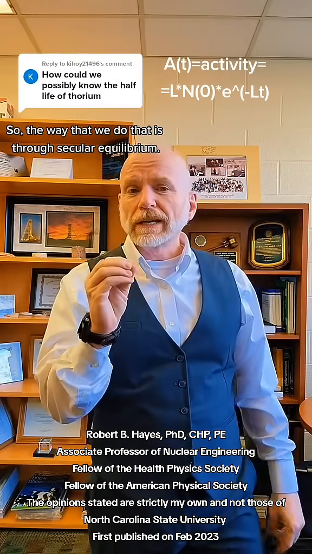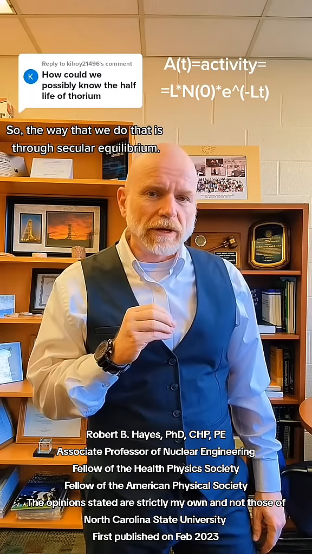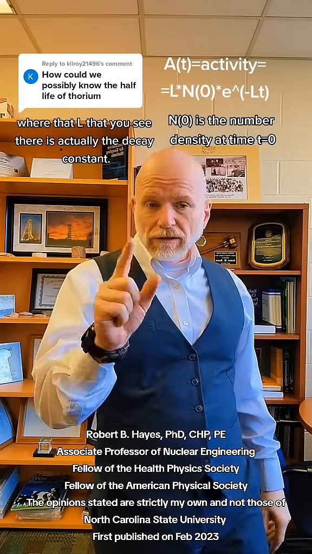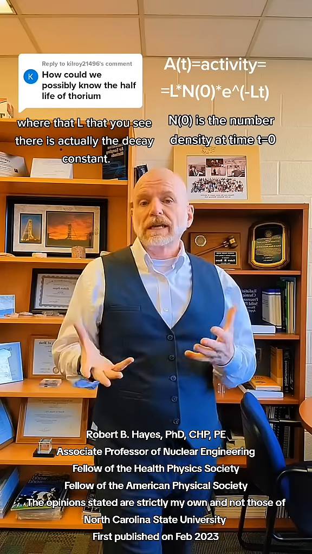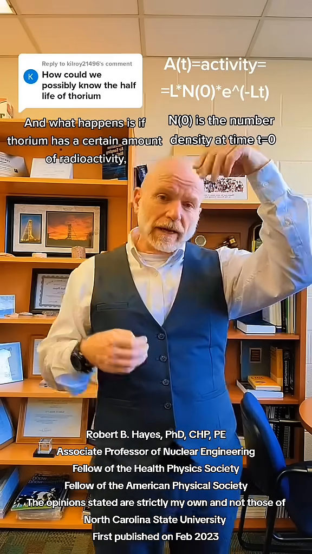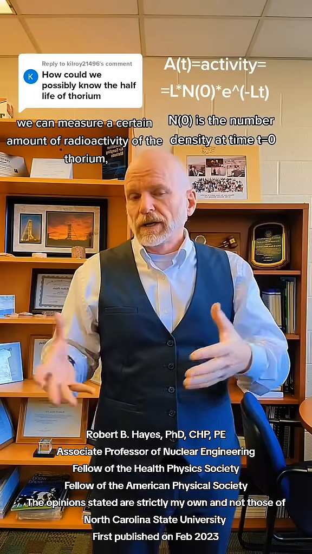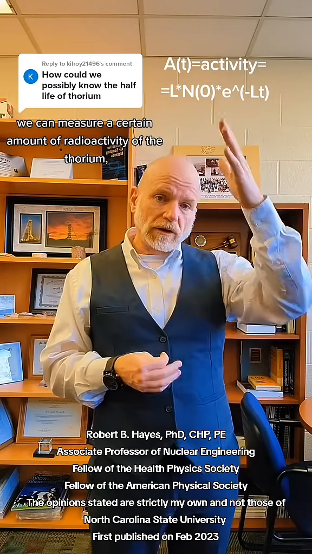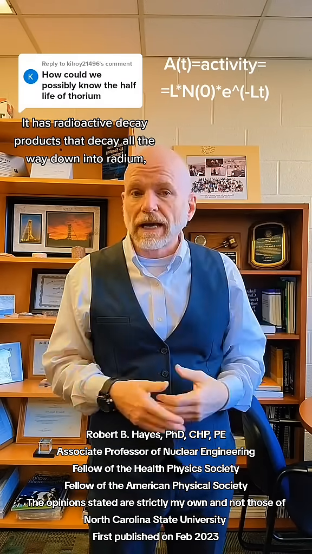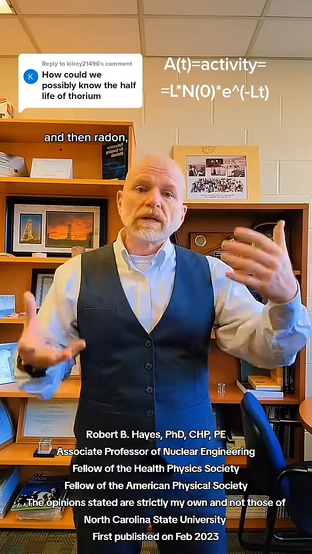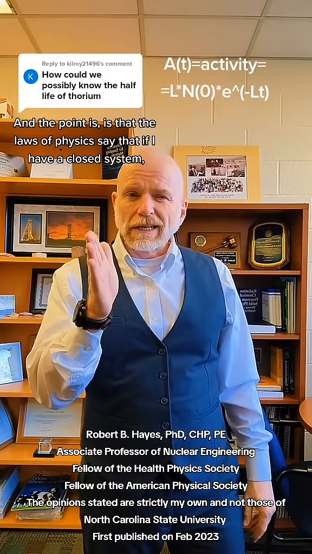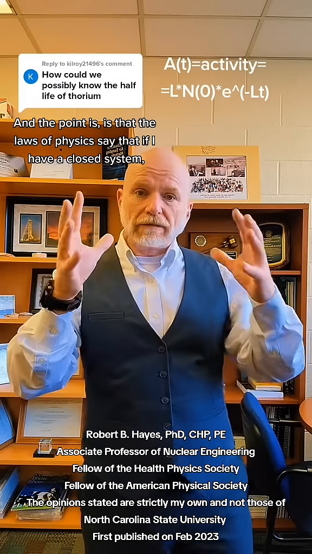So the way that we do that is through secular equilibrium. Now, the radioactive decay law is given right up there, where that λ that you see there is the decay constant. It's the probability of decay per unit time. And if thorium has a certain amount of radioactivity, we can measure it, and it decays through different progeny. It has radioactive decay products that decay all the way down into radium and then radon, and then that decays down into lead.